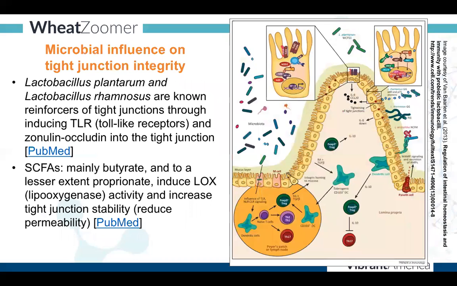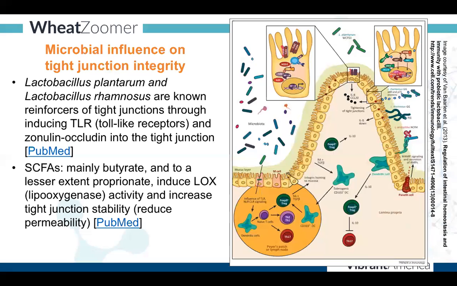In addition to indirectly influencing barrier integrity through immune modulation of T-cell differentiation, the microbial contribution to barrier integrity also includes direct influence on the tight junction proteins such as zonulin. L. plantarum and L. rhamnosus, so these are lactobacilli of that genus, are well-known reinforcers of tight junction integrity by inducing toll-like receptors on the outside of intestinal epithelial cells, which in turn signal for the increased abundance of zonulin into the tight junction, which reinforces it and keeps it close to foreign proteins and antigens present in the lumen.